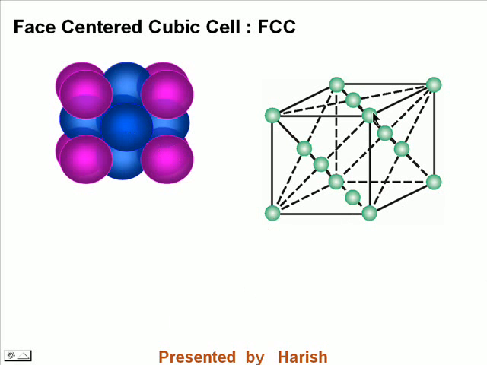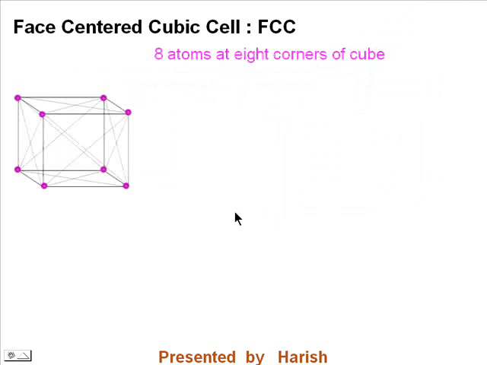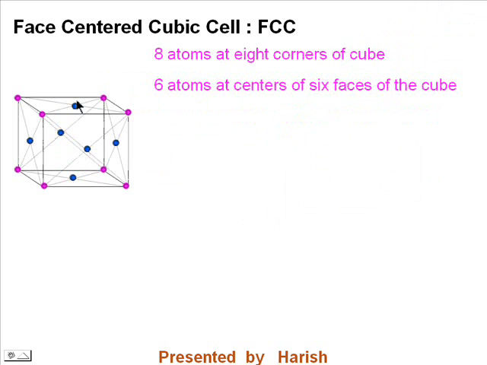Plus there are going to be 6 atoms which are at the centers of each face. So 8 atoms at 8 corners of the cube, and you can see this. These are the blue spheres which are at the centers of the six faces of the cube.